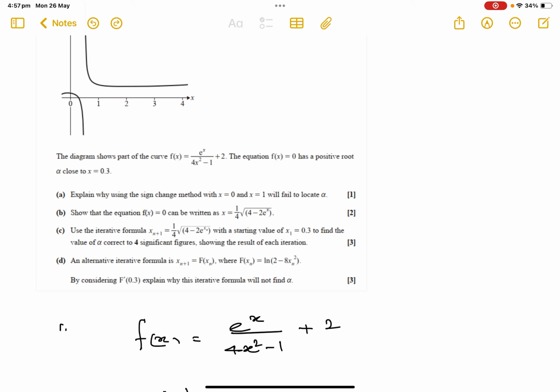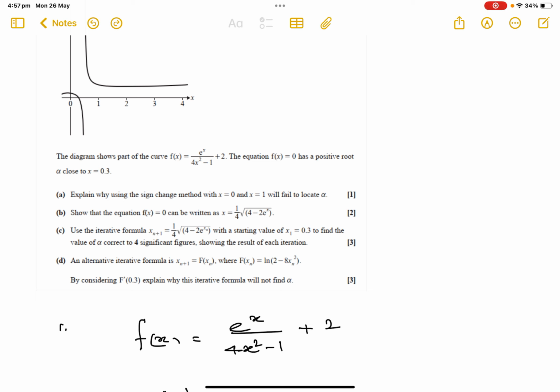Part C: using the iterative formula x(n+1) equal 1/4 square root of 4 minus 2 e to the power of xn, with the starting value x1 equal 0.3, find the value of alpha correct to 4 significant figures, showing the result of each iteration.